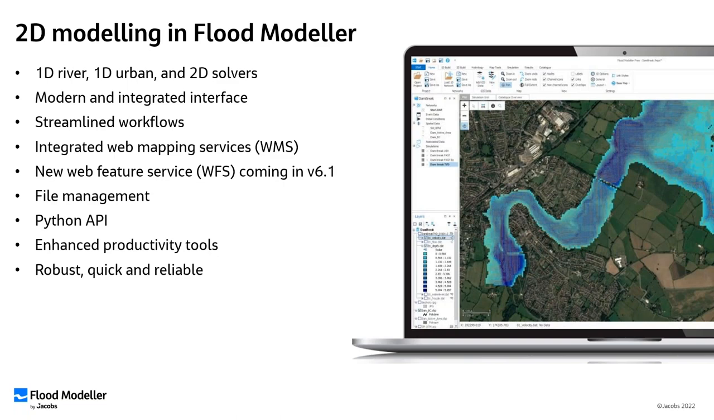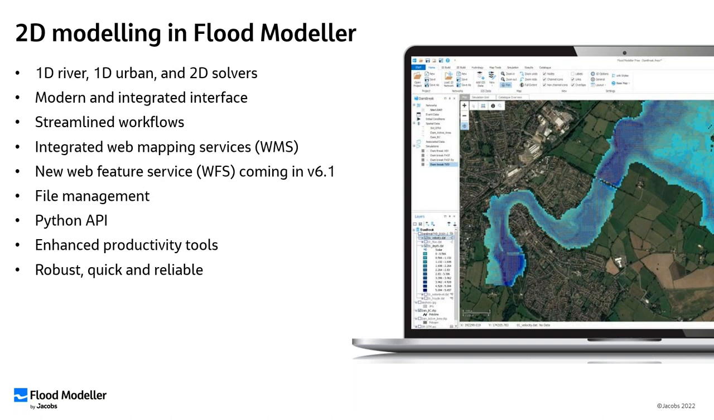So a bit more about 2D modeling and Flood Modeler. As I said before, we've got the 1D river solver, the 1D urban solver, and a range of 2D solvers. And all of this is accessible through a really modern and integrated workspace interface. You can see on the right-hand side, there's the ribbon at the top there, and the 2D build ribbon, which we're most interested in, is really, really easy to use. Quite useful tools in the form of WMS and WFS, so you can add in base mapping as standard just through a drop-down list, really easy click of a button type addition.